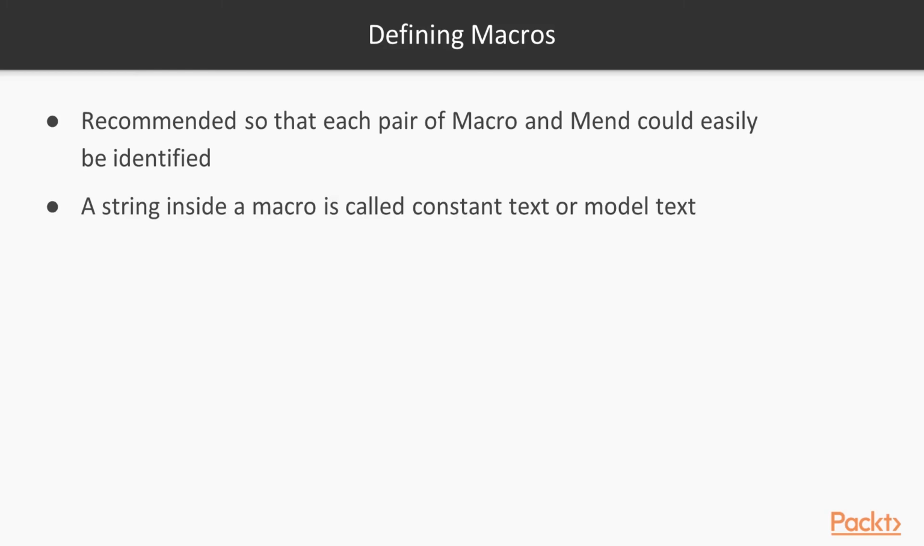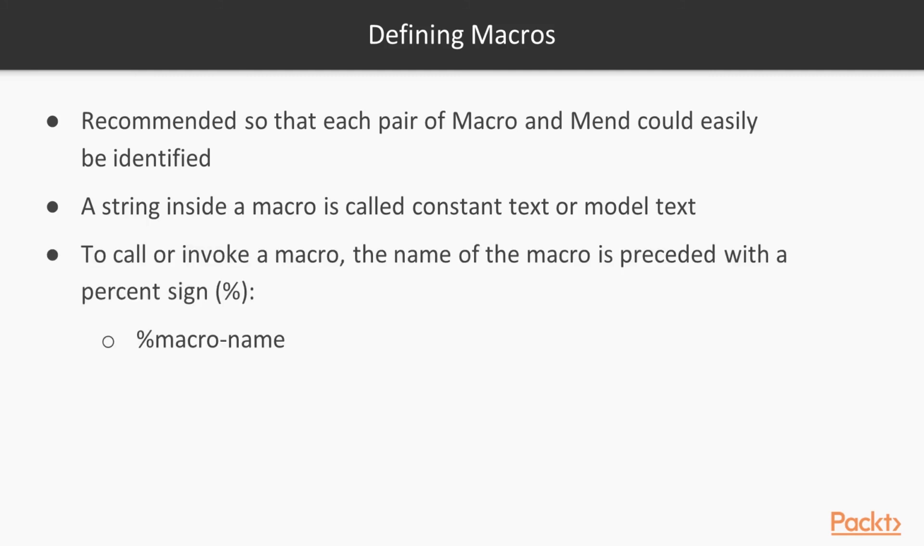A string inside a macro is called constant text or model text because it is the model or pattern for the text that becomes part of your SAS program. And if you need to call or invoke a macro, the name of the macro is preceded with the % sign, which is shown here like %macro name. This is how we call or invoke a macro. We will see the examples of these macro and how to use macro statements further down in different sections where we will be using the macro functions or to call and how to build macro programs.